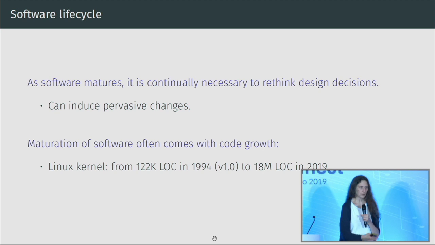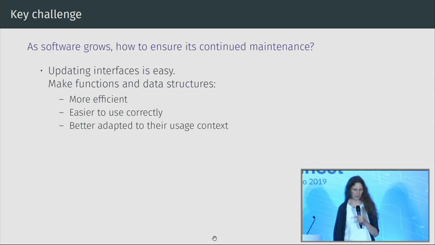So the things that you could do when it was 100,000 lines of code, that was fairly manageable. 18 million lines of code is not really manageable for one person to understand. So how can we ensure that the software can continue to be maintained even when it reaches this enormous size?